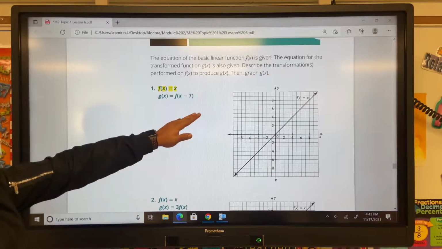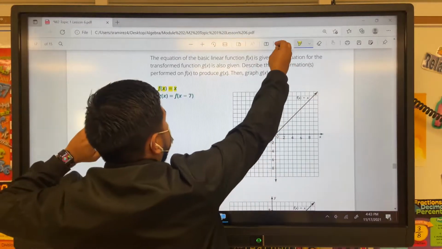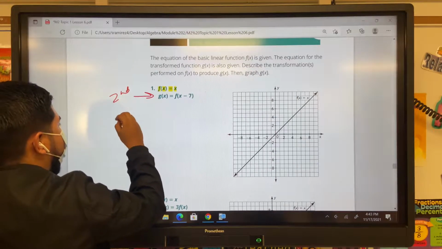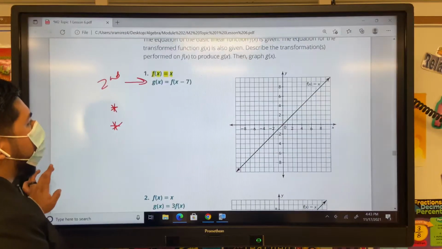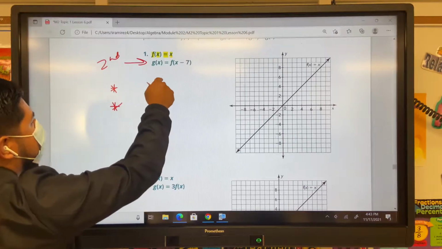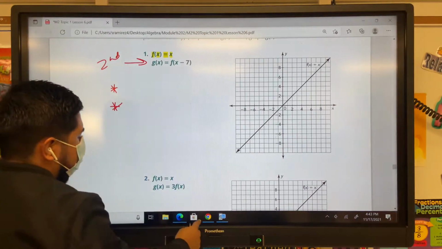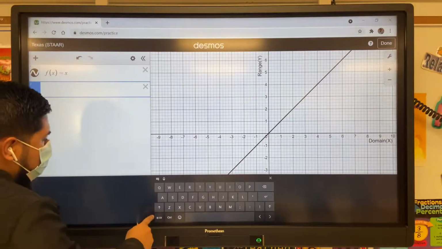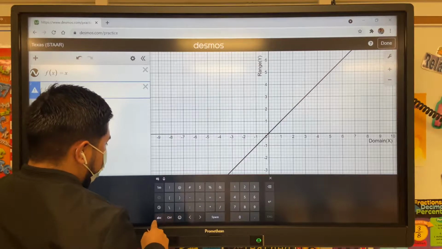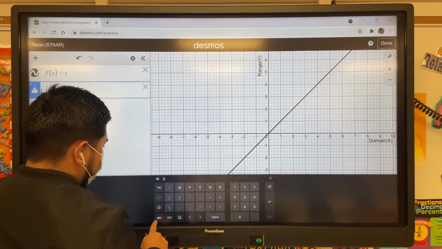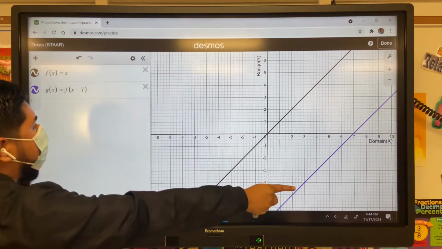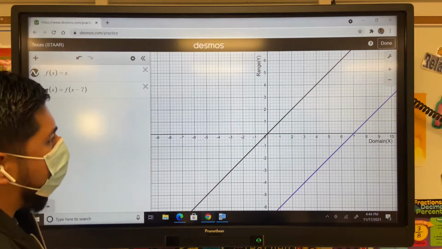We are going to graph the second line, of course. Graphing this is my second line. And we're going to have a bunch of notes right here, so be ready to rock and roll. Here we go. g(x) equals f(x minus 7). There it is. We got a brand new spick and span line.